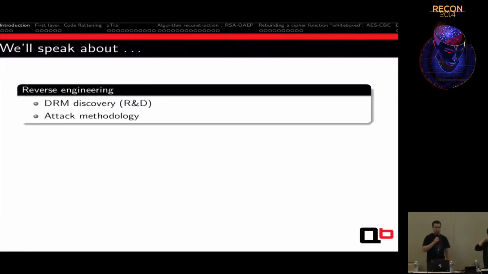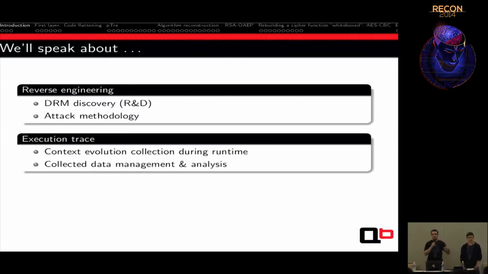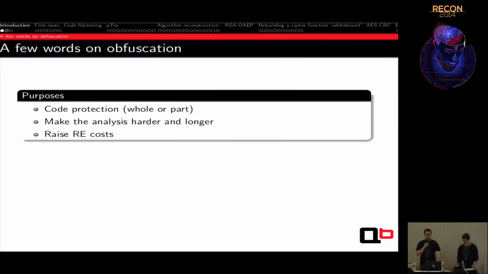So we'll speak about, of course, reverse engineering, to present the DRM stuff and our attack methodology. Then we will talk about execution trace, which concerns the collection of data of a program over time, and then its analysis. And then code obfuscation, so the protection we try to fight, and our attacks based on this trace.